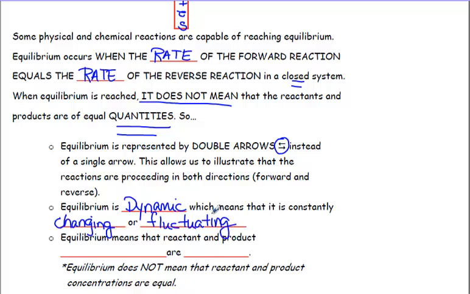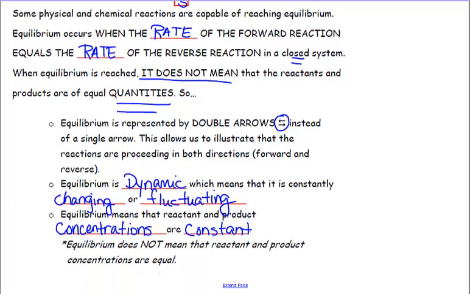Okay? Equilibrium means that reactant and product concentrations are constant, but not equal. So they're going to remain constant going forward and reverse, but they will not be equal. Equilibrium does not mean that reactant and product concentrations are equal. Very, very, very important. Okay, I would memorize that.